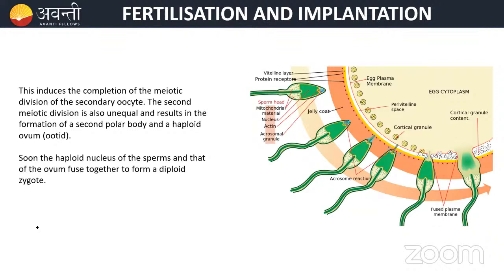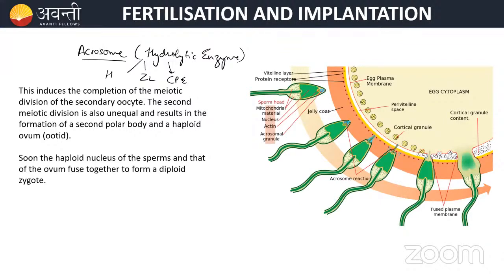Number one is the hyaluronic acid cement, which is holding the corona radiata cells together. For that, the sperm has a cap-like structure known as the acrosome, right? In the acrosome, hydrolytic enzymes are present, and there are three of them: the hyaluronidase enzyme, zona lysin, and the corona penetrating enzyme, right?